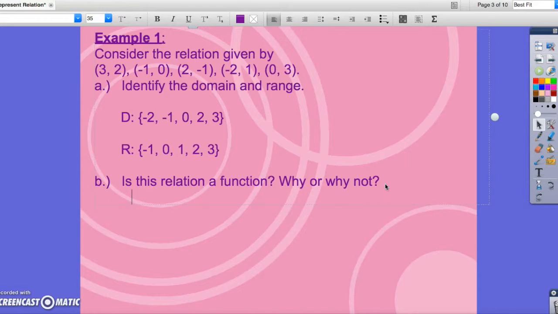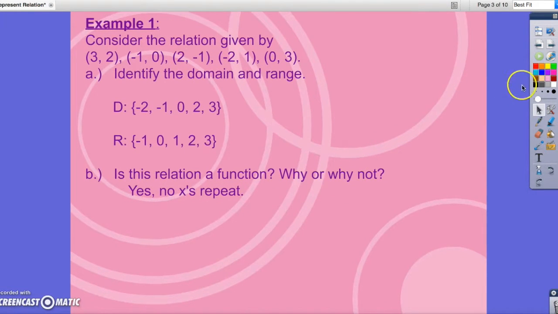If we take a look, the key term that you might want to write down is x's cannot repeat. So if I take a look at all of my numbers here, negative 2, negative 1, 0, 2, 3, none of them actually repeat. So yes, it is a function. If x's repeat, then no. We'll talk more about what makes something a function coming up.